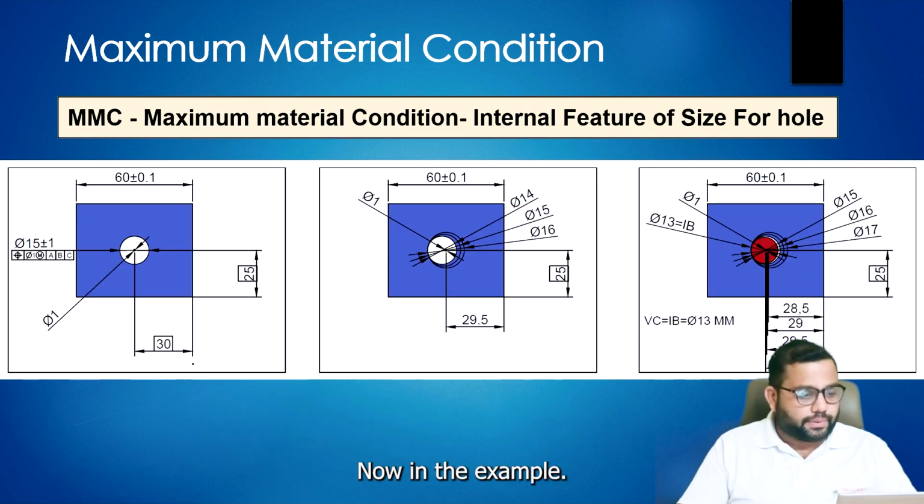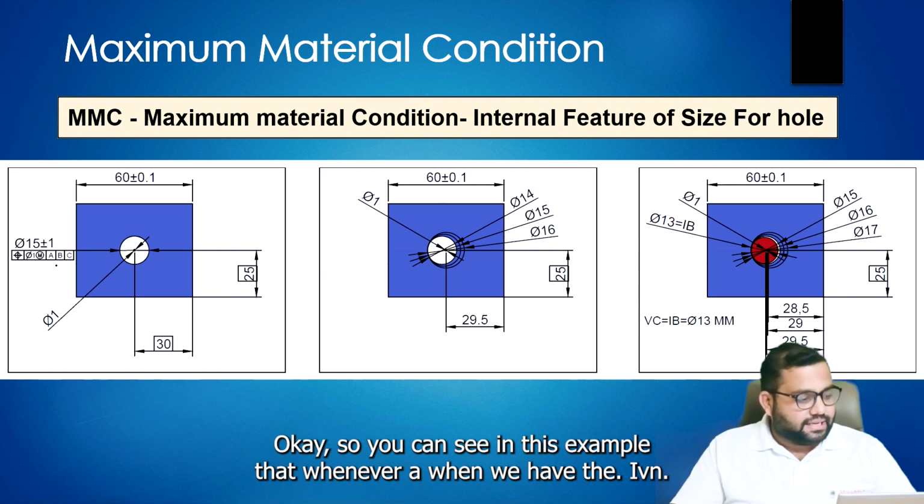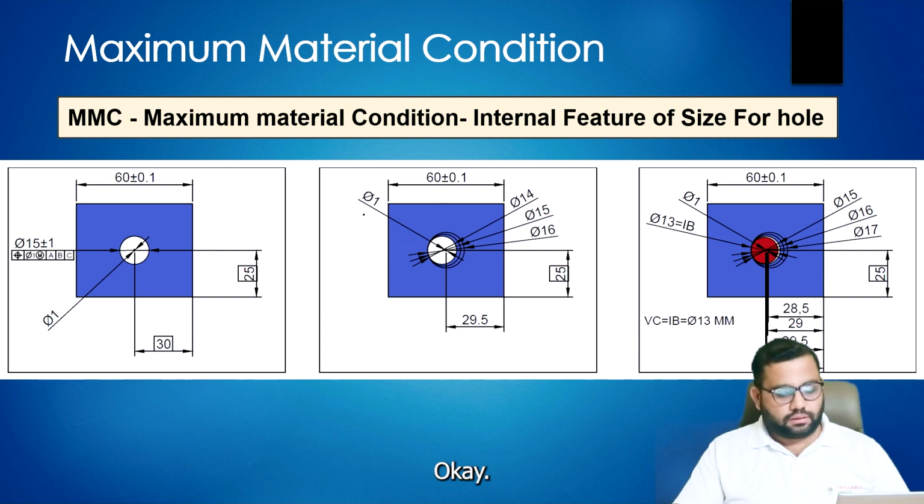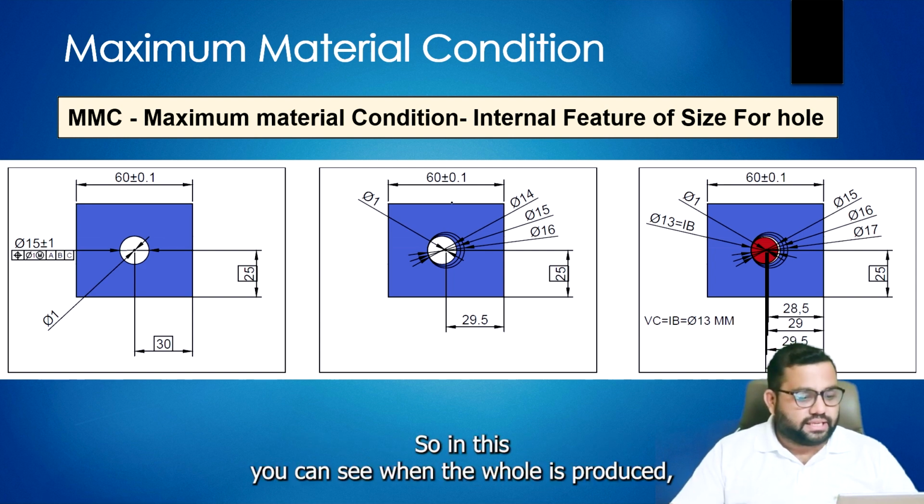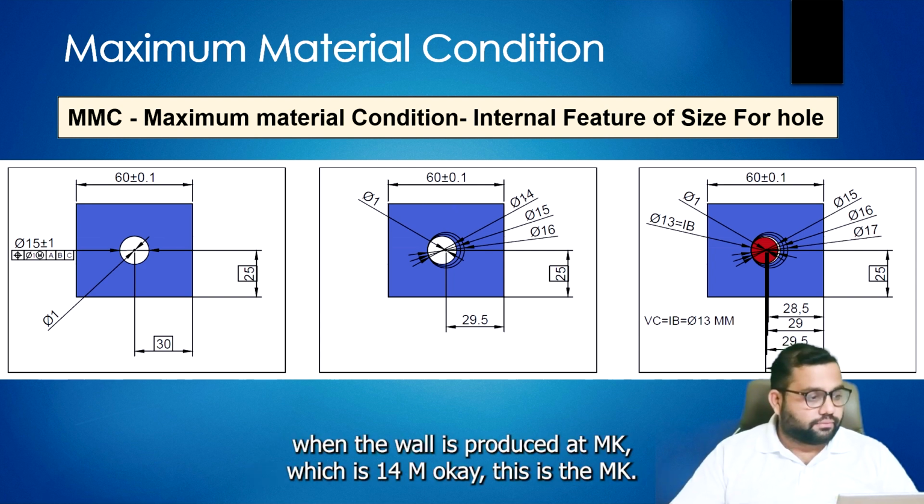Now in this example, you can see when the hole is produced at MMC, which is 14 mm. This is the MMC.